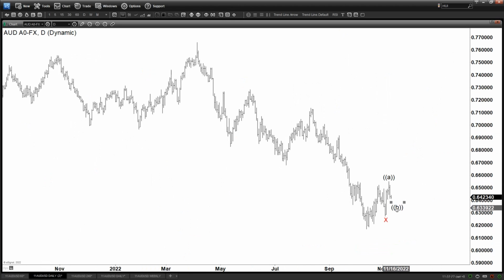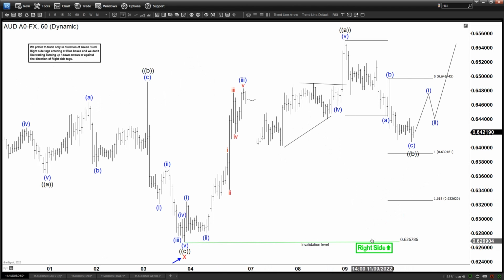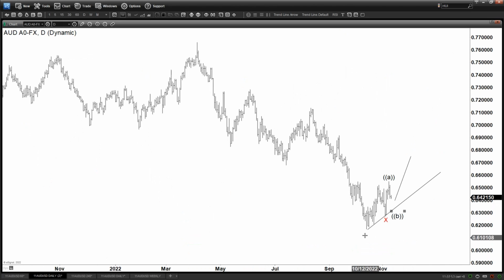But I think the key is going to be the X, and also this trend line here. As long as we don't break below this trend line, then technically it still remains valid that we can see more upside. So the shorter cycle can go down a little bit more and even retest the trend line again, but as long as we don't break below the X, which is the invalidation level, and as long as we don't close below this trend line, then this channel still remains valid and we can see more upside.